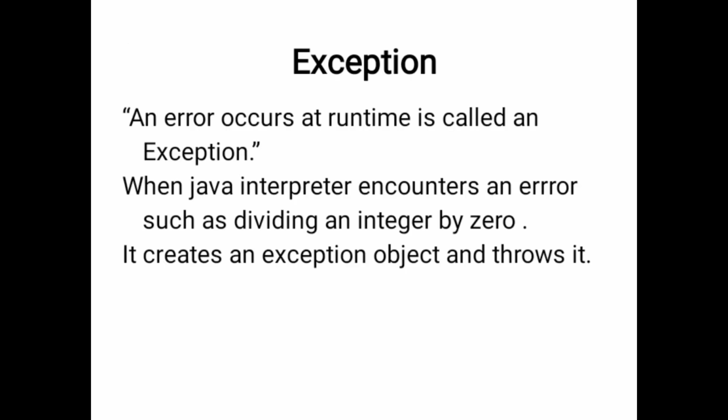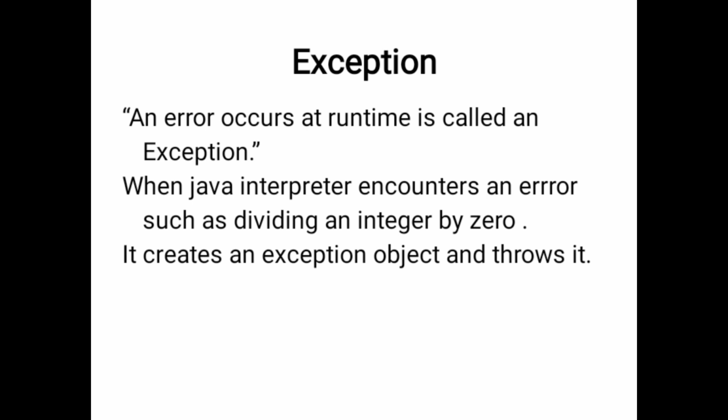Now we'll see what an exception is. Till now we have learned what an error is and what the types of errors are. Now we'll learn what an exception is. Exception is a condition that is caused by the runtime error in the program. When the Java interpreter encounters an error such as dividing an integer by 0, it creates an exception and throws it. That is, it informs us that an error has occurred.